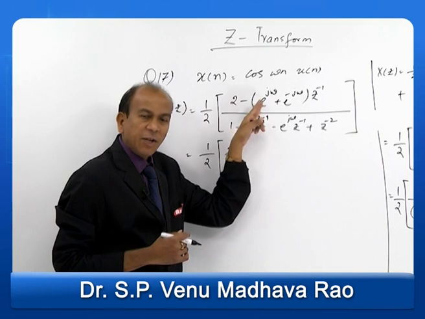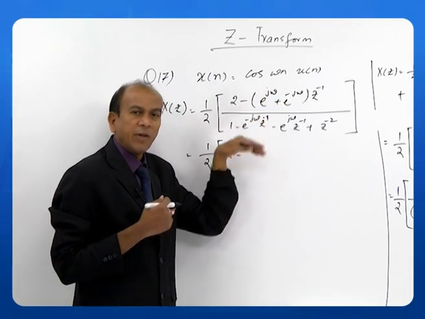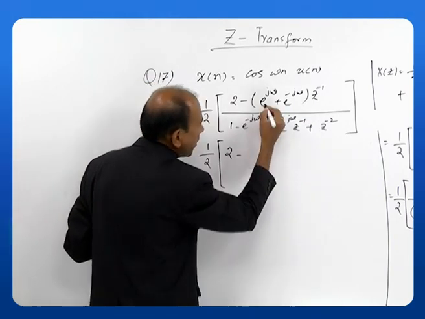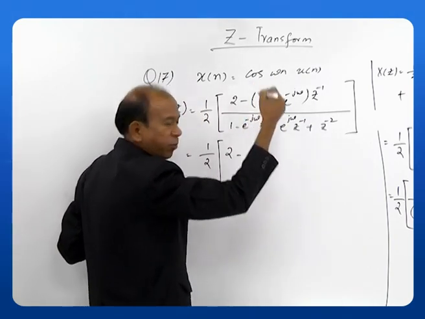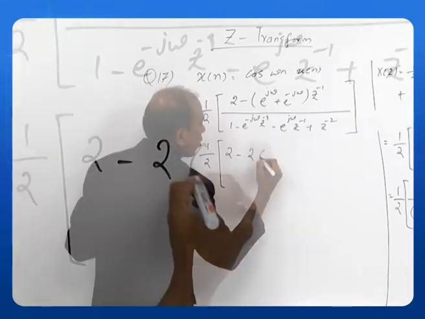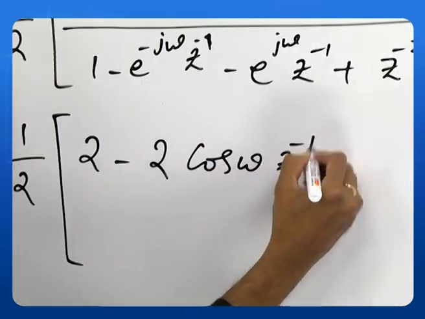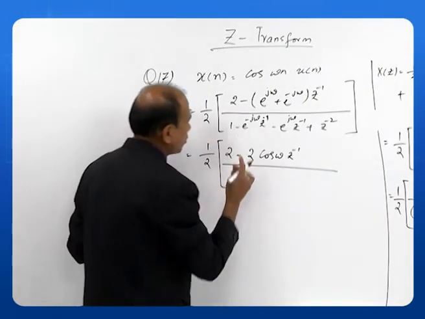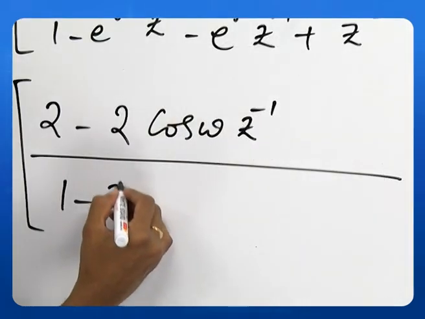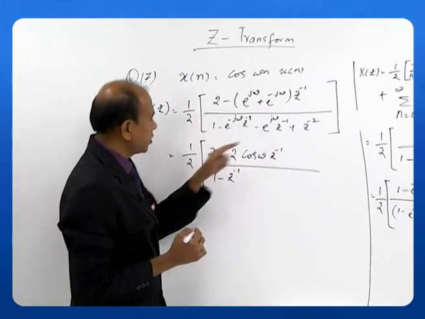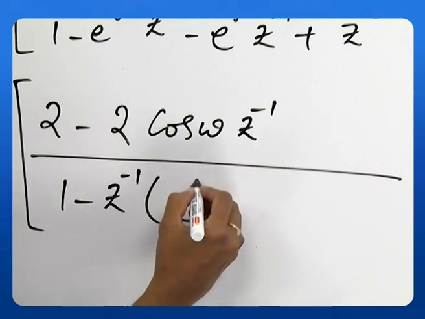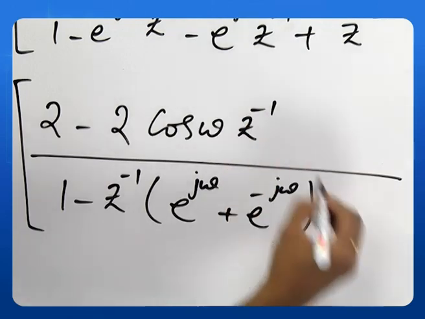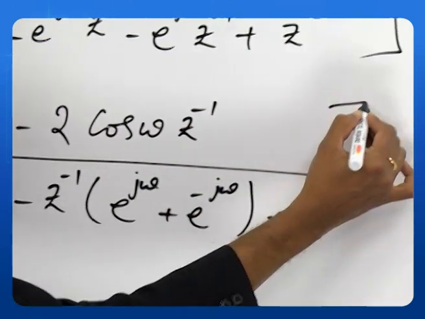Half. So, e to the power of j omega plus e to the power of minus j omega by 2 is nothing but cos omega. So, I can write this as, because denominator and numerator we have to put it, this will be equal to 2 cos omega z to the power of minus 1, right, by, here also I can take z minus 1 common, okay, then this will be equal to e to the power of j omega plus e to the power of minus j omega plus z to the power of minus 2.